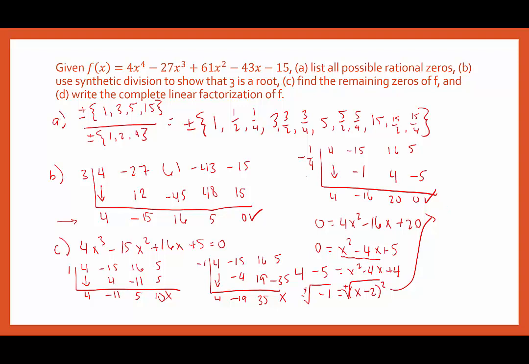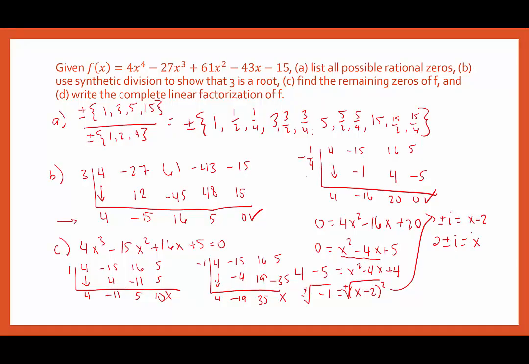This one's taking up a lot of space. The square root of negative 1 is i, so that's plus or minus i. And then over here we have x minus 2. Lastly, to get x by itself, we would add 2 to both sides. That'd be 2 plus or minus i equals x. So there are the remaining zeros.